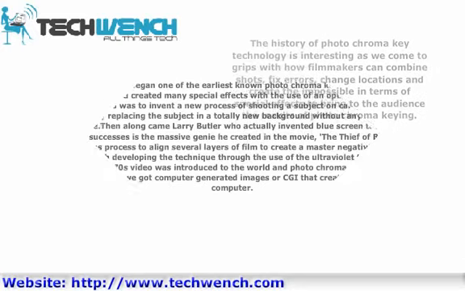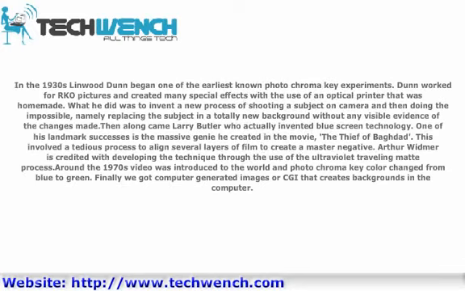In the 1930s, Linwood Dunn began one of the earliest known photochroma key experiments. Dunn worked for RKO Pictures and created many special effects with the use of an optical printer that was homemade. What he did was to invent a new process of shooting a subject on camera and then doing the impossible, namely replacing the subject in a totally new background without any visible evidence of the changes made.